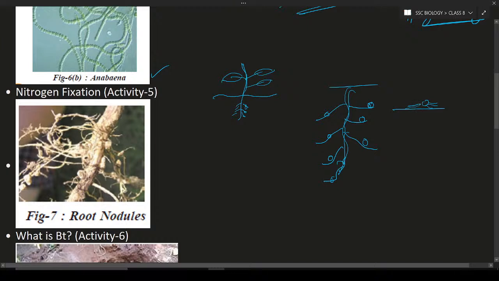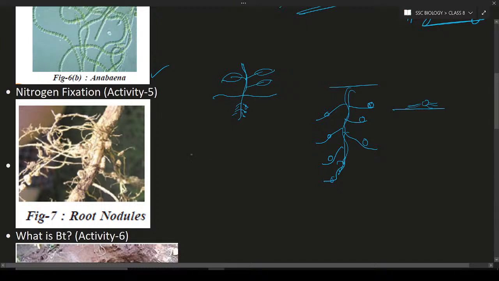Along here, in the root nodules, you can see a bacteria. That bacteria is known as rhizobium bacteria. Why does this bacteria have to live inside the nodules of the groundnut? There is one relation, known as a symbiotic relationship. What is a symbiotic relationship?